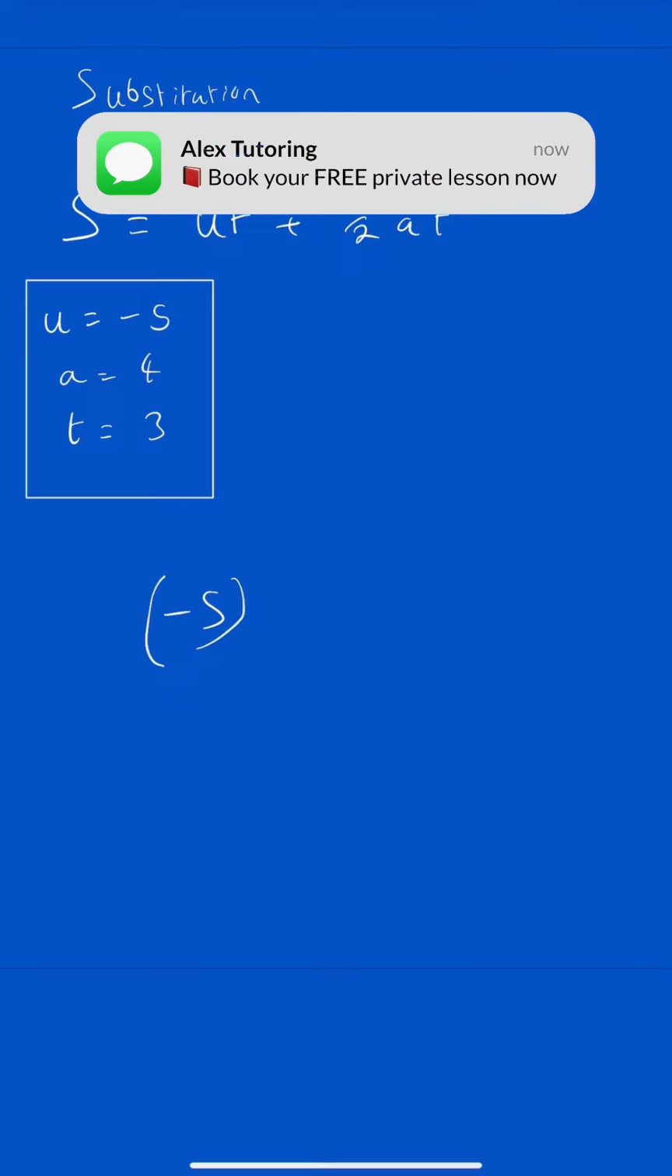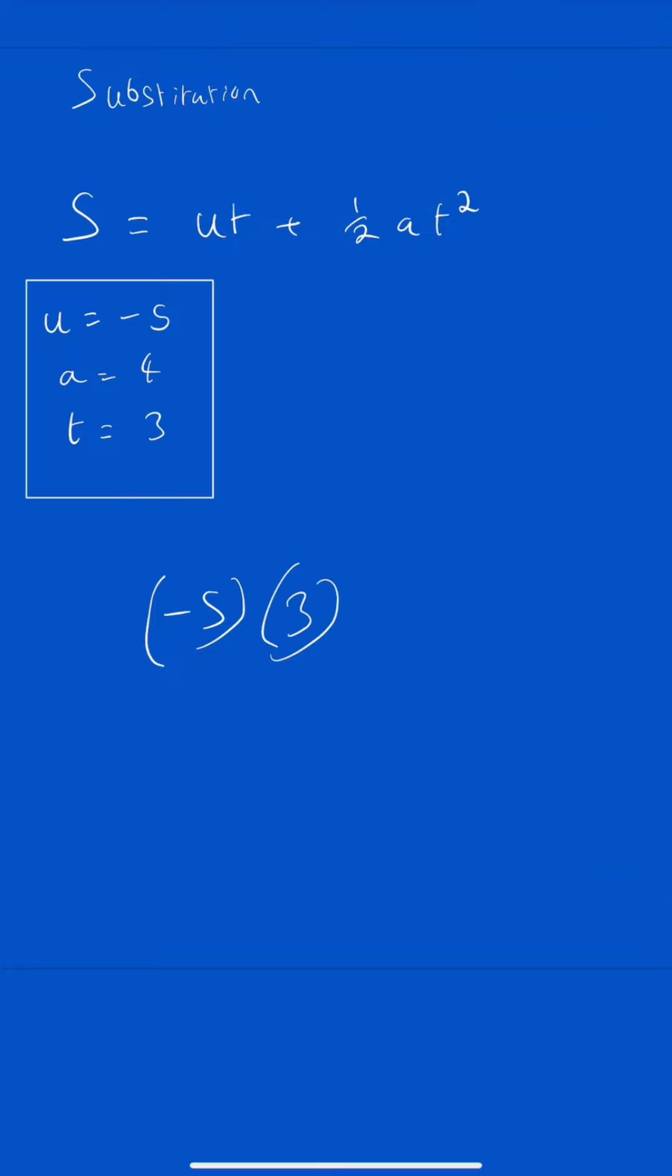put onto the pitch. Okay, so U is here, and then T is 3. We put them in brackets. They're bringing themselves on the pitch. Then A is going to be 4 in brackets, and then T is going to be 3 in brackets, but don't forget the square, okay? And then that has to all equal S.